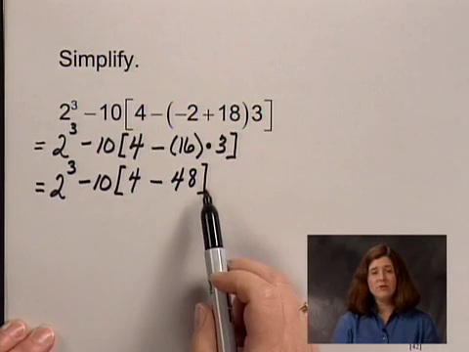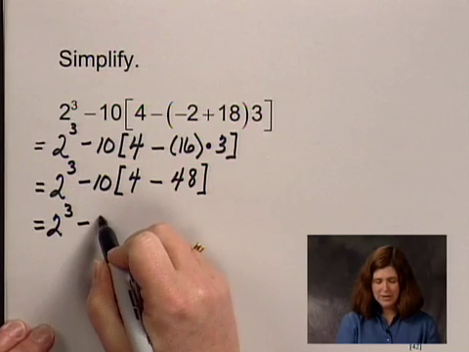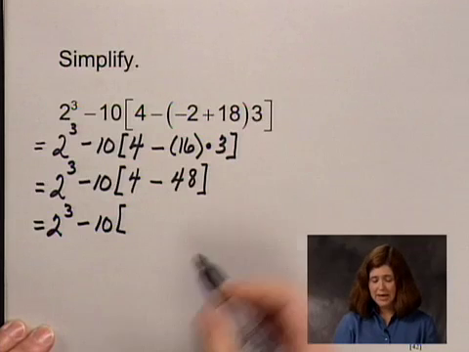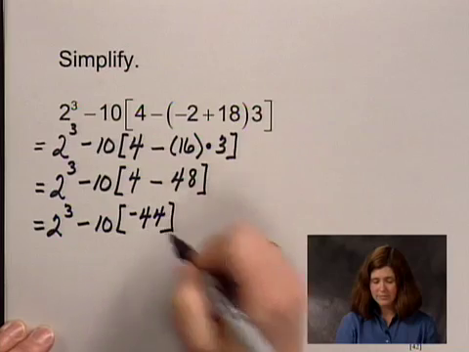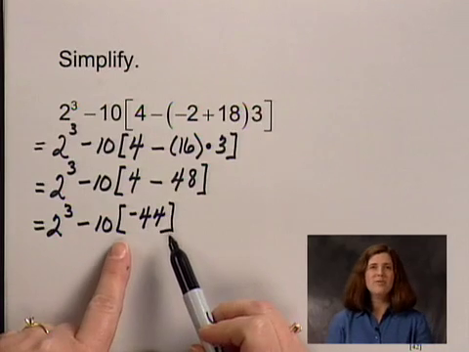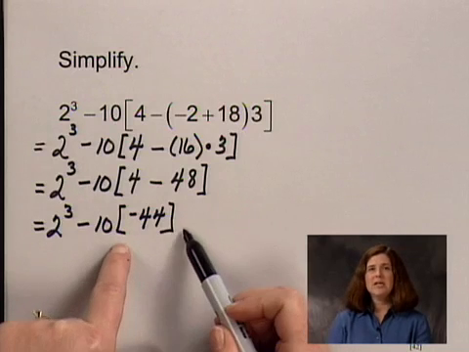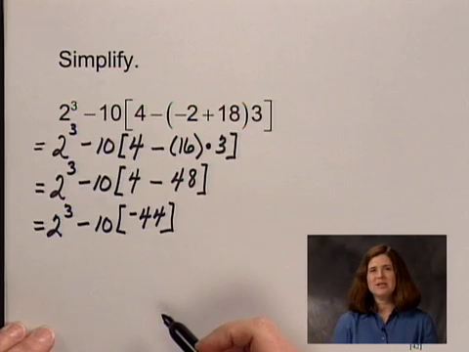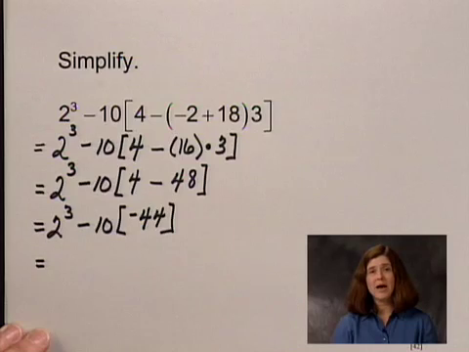Now, still working in the grouping symbols, I have 2 to the third power minus 10 times 4 minus 48 is negative 44. Now, everything in the parentheses or grouping symbols is simplified as much as possible. So now I move to the next step, which would be evaluate all exponential expressions. And we do have an exponential expression, which is 2 to the third power.